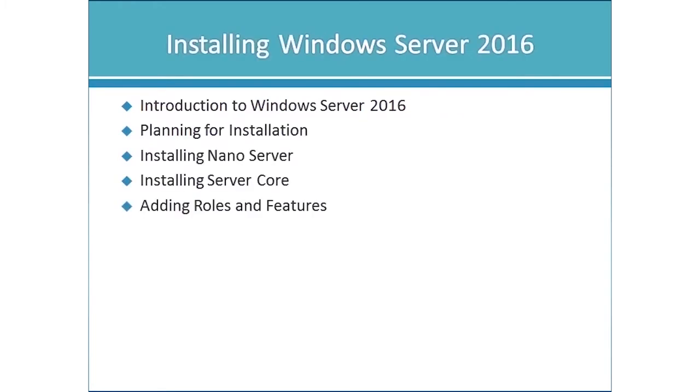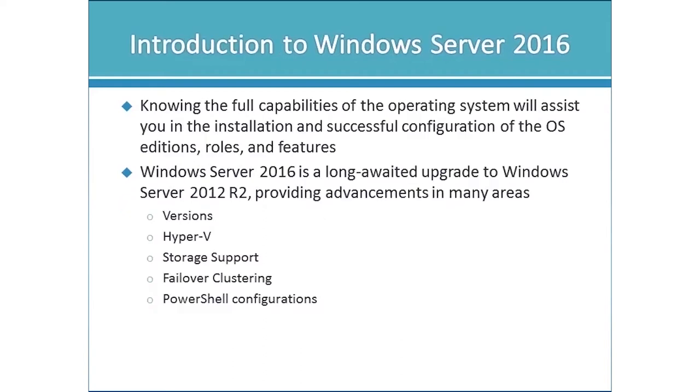So let's start in this first section with just installing Windows Server 2016, and you can see we'll go through an introduction to Windows, planning for installation. We'll go through the procedure for installing Nano Server and Server Core. If you're not familiar with Nano Server, don't worry, we're going to go into that as well. And then finally, adding roles and features. So we begin with the introduction.